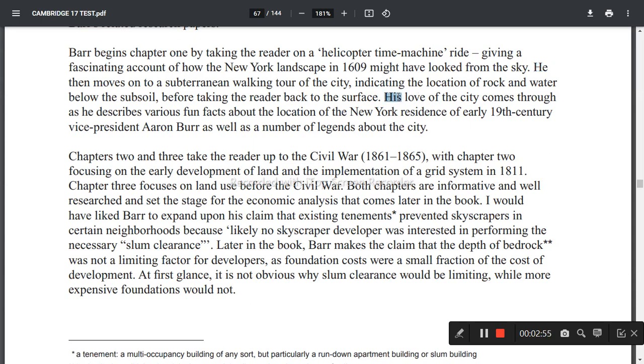His love of the city comes through as he describes various fun facts about the location of the New York residence of early 19th century Vice President Aaron Burr, as well as a number of legends about the city.